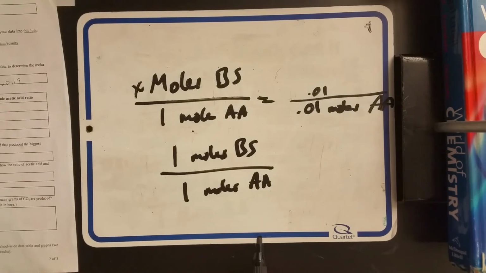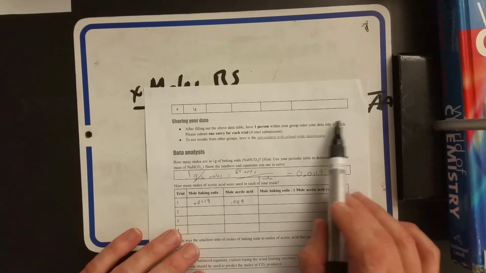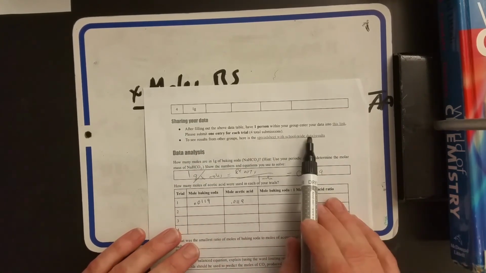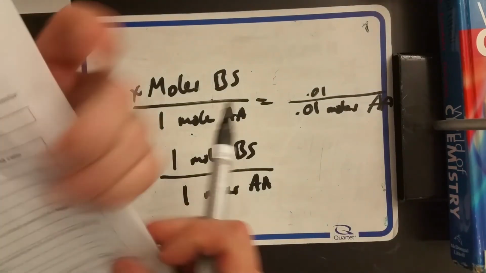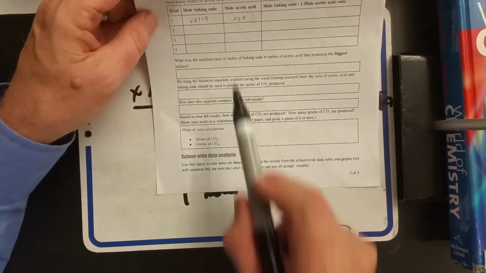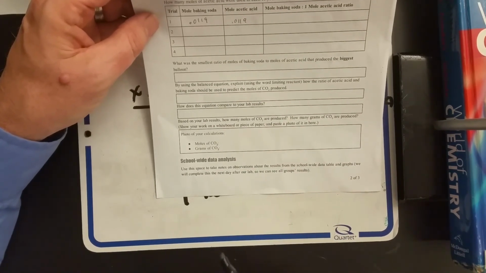And that's about the rest of the calculations you need to do. Don't forget that you need to post your results on the link there and sharing your data. And then you need to look at the spreadsheet with school-wide data. And that's going to be your homework down here, is to answer some questions about school-wide data. You also want to answer these questions as well, looking at your data and answering them. Okay, that's about it.